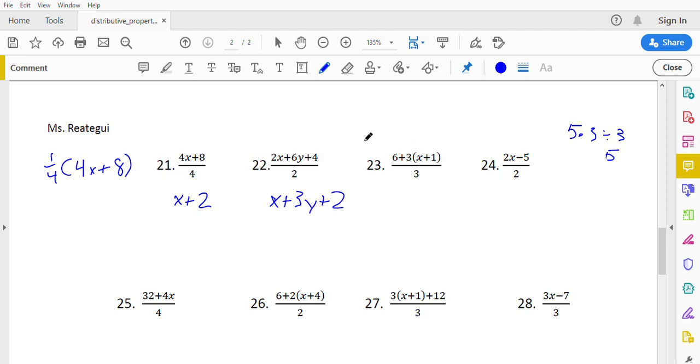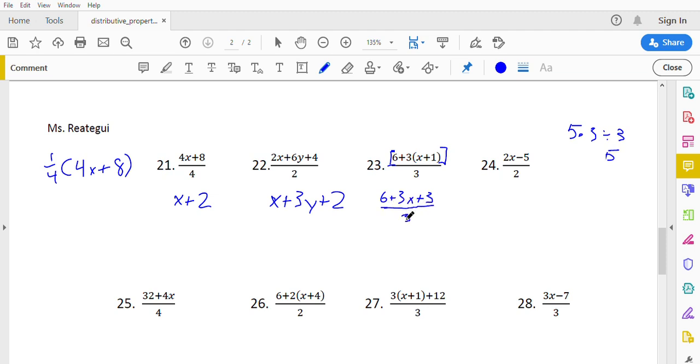So I'm going to show you 2 different ways to do this, okay? The first one is to go ahead and distribute this. Now remember, anything that's on top of a fraction bar is automatically in its own parentheses. Okay, you have to do everything up here first. But we can still distribute this inside parentheses. But let's start by saying this. 6 plus, okay, now let's distribute this 3. 3 times x is 3x, and 3 times 1 is going to be 3.